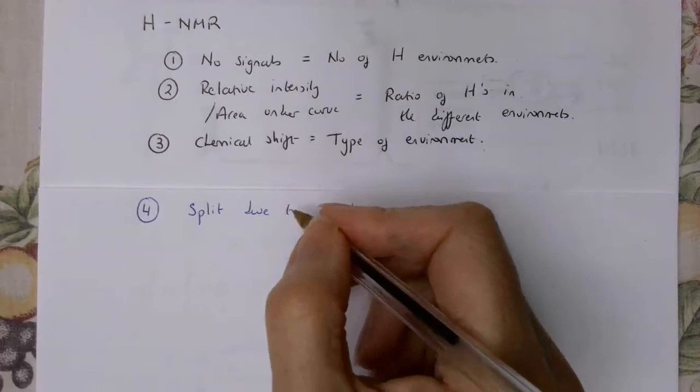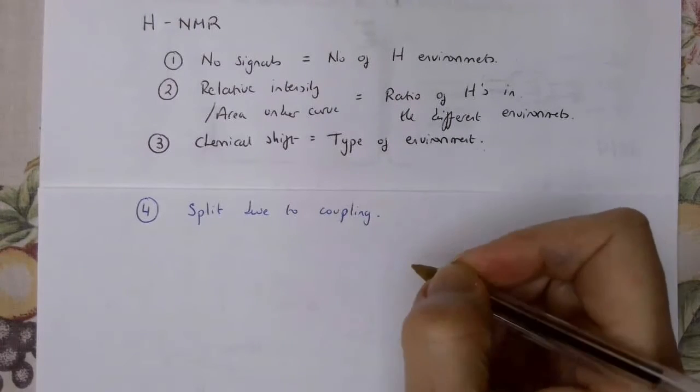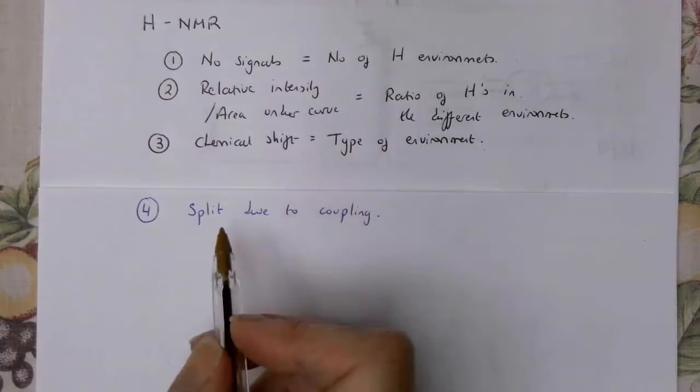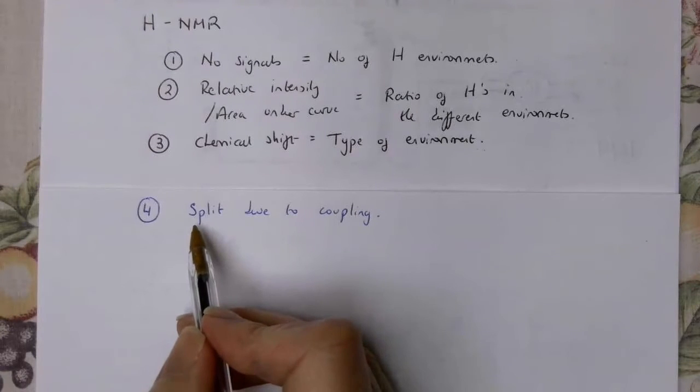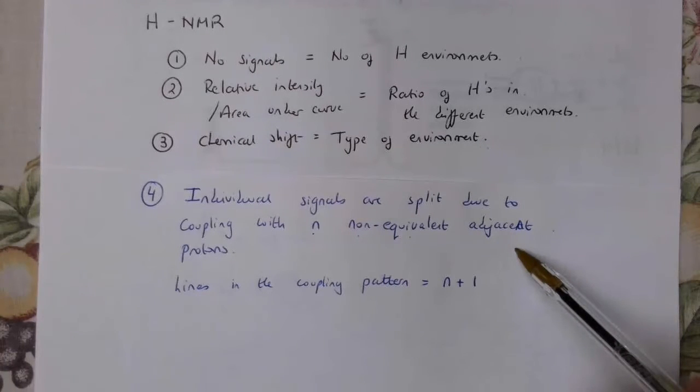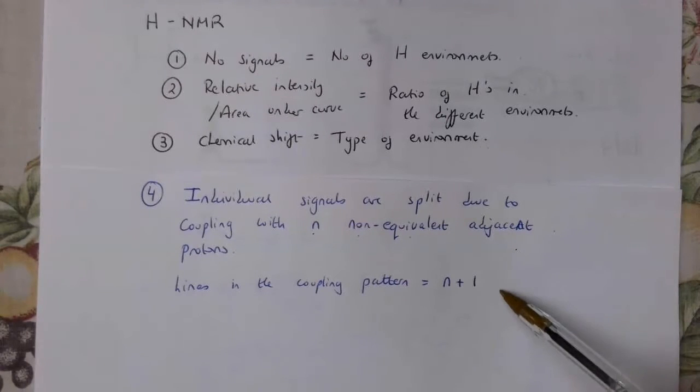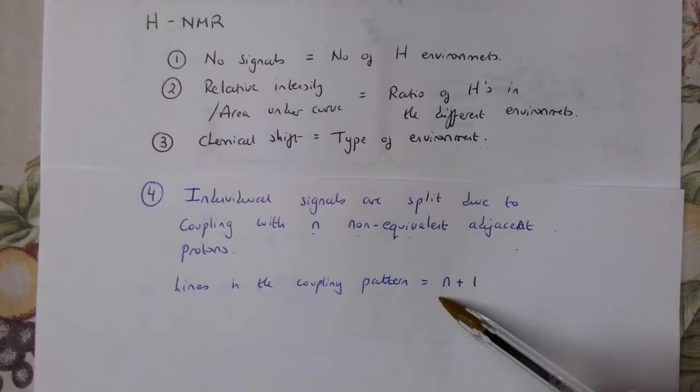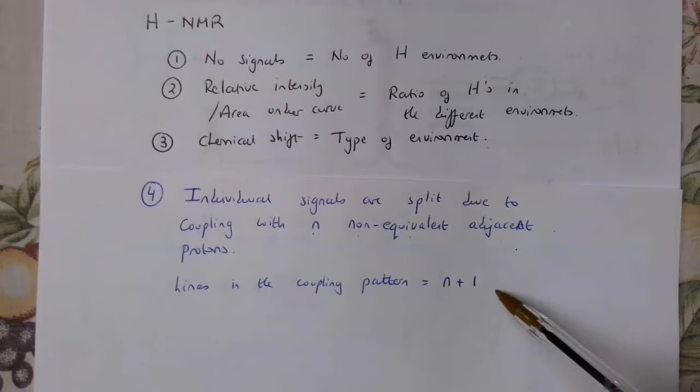Again, as I said, you don't need to know that much detail about it, but what's causing this coupling is non-equivalent adjacent protons. So the individual signals are split due to coupling with n non-equivalent adjacent protons. Non-equivalent means not the same as, and adjacent simply means we only look one carbon along the molecule. Now the lines in the coupling pattern are given by the n+1 rule, where n stands for the number of non-equivalent adjacent protons, and 1 is for the hydrogen you're interested in. So it's what we call an n+1 rule. Always very good to quote that.